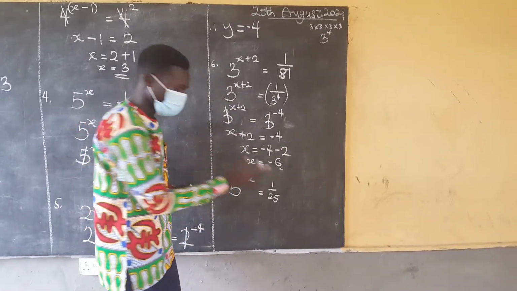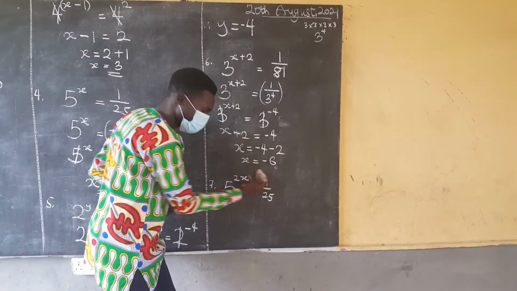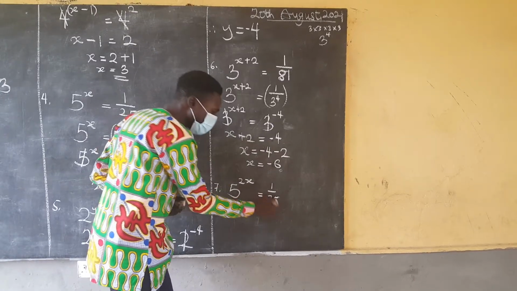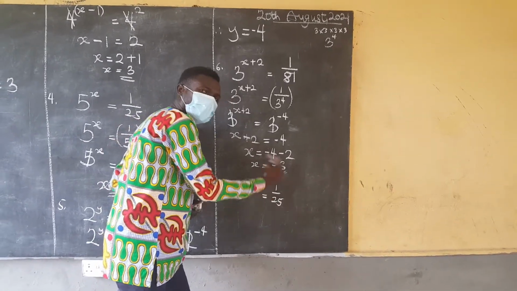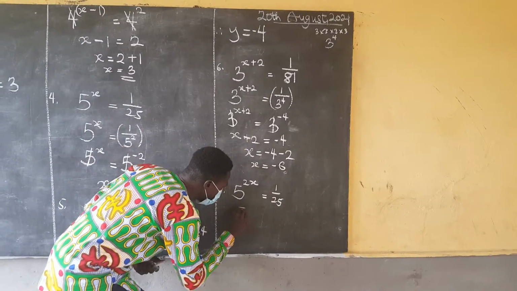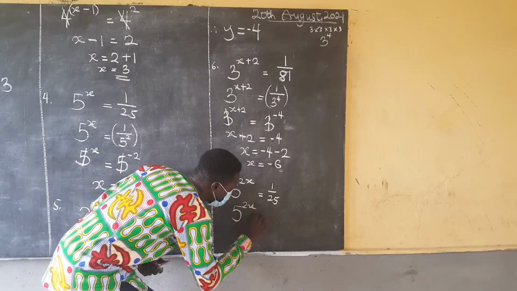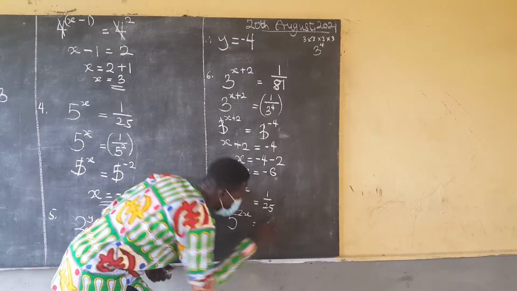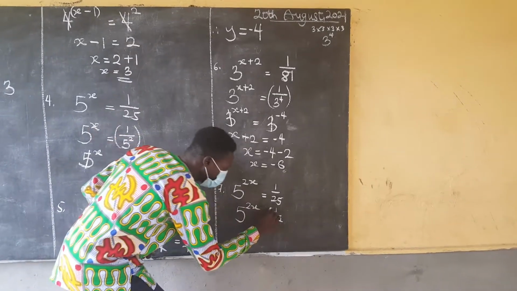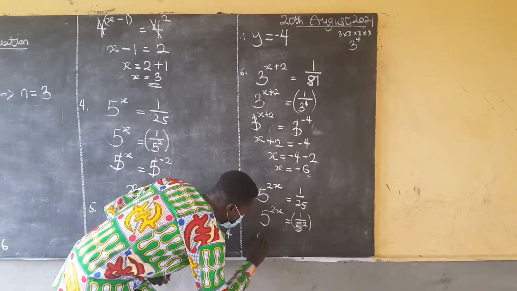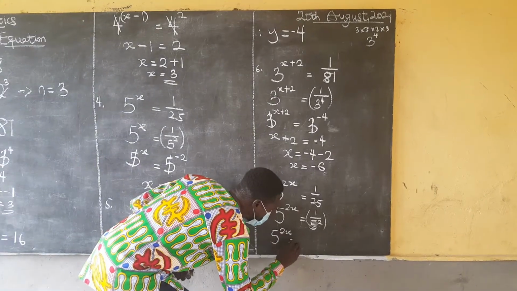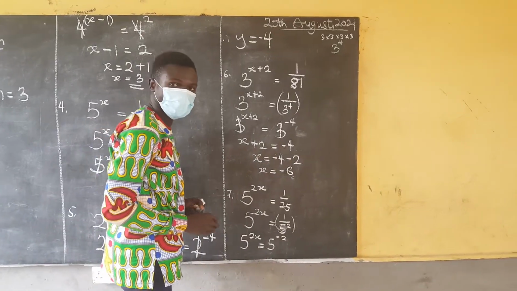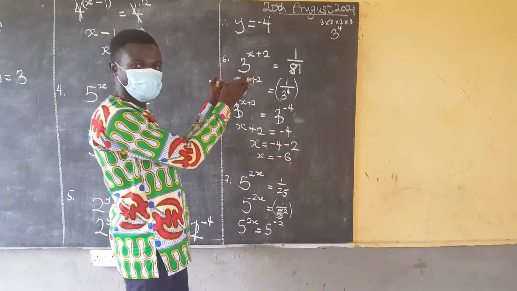The same thing, I have 1 over 25. The base here is 5. If the base there is 5, then I have to write this as a power in terms of 5, which will give me 5 raised to the power 2x is equal to 1 over 5 raised to the power 2. Now with this, I can write this as 5 raised to the power 2x is equal to 5 raised to the power negative 2. We agree, because we know how to deal with something like this.